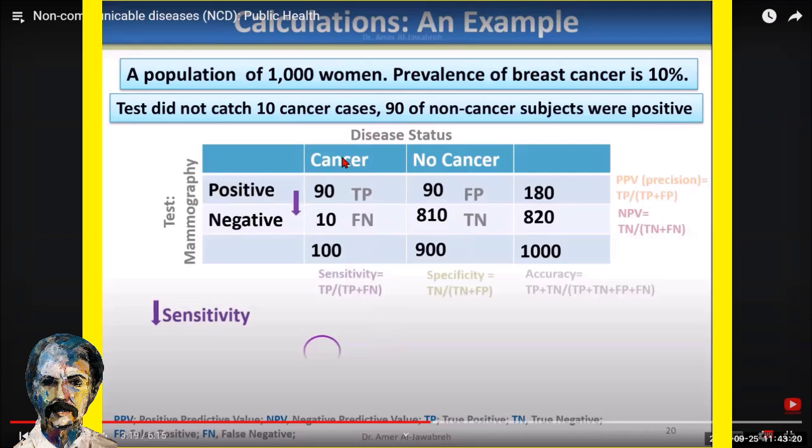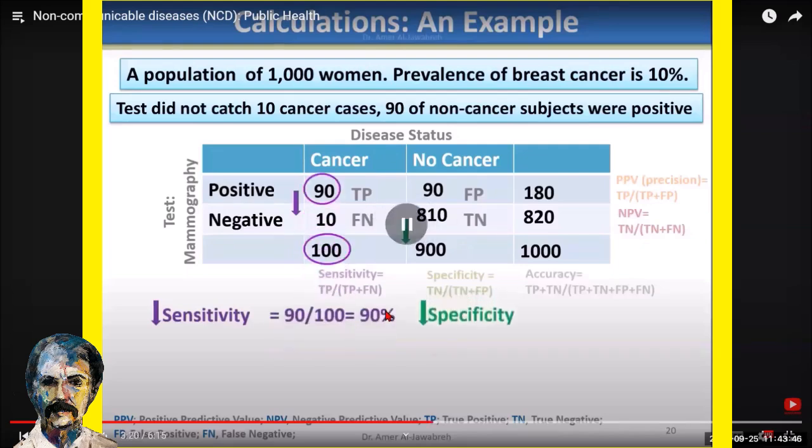positivity. So which one is positive? It's this one. Cancer. So we have cancer. How many positive cases of cancer do we have? They are cancer and they are positive. 90. Total, 100. So 90 over 100, this is their sensitivity, which is true positive, the real case, over total of them: true positive plus false negative.